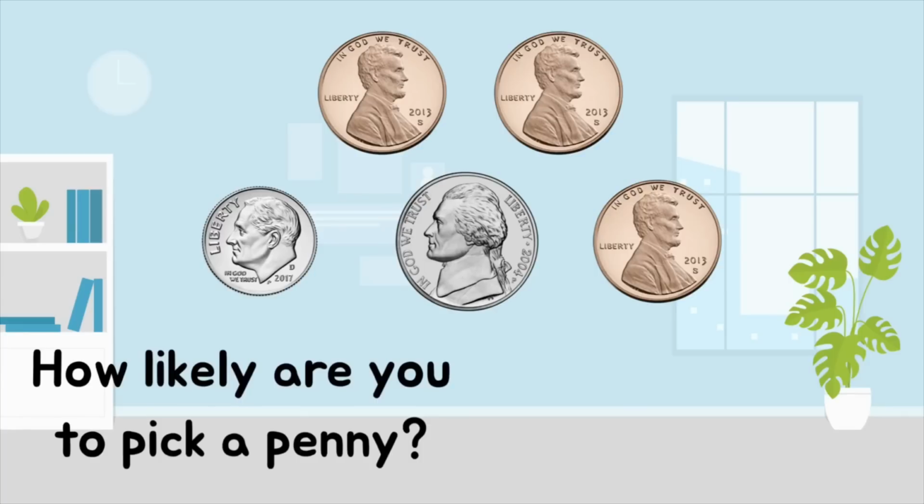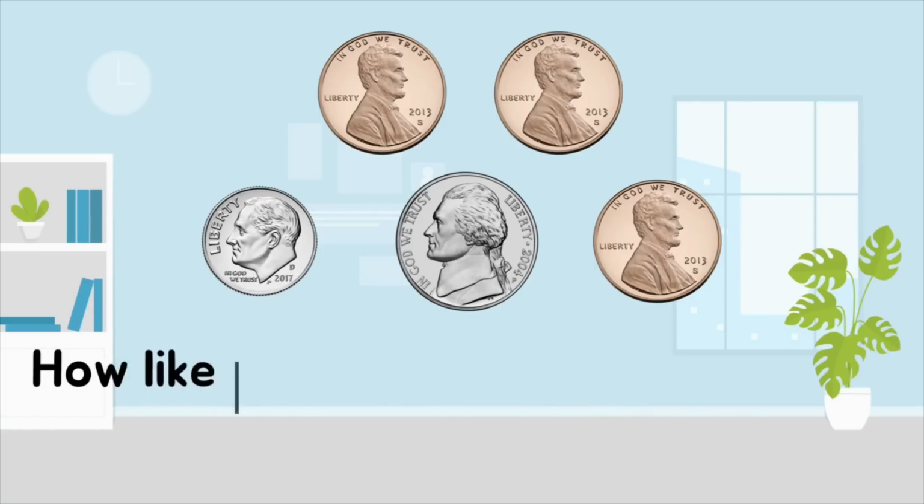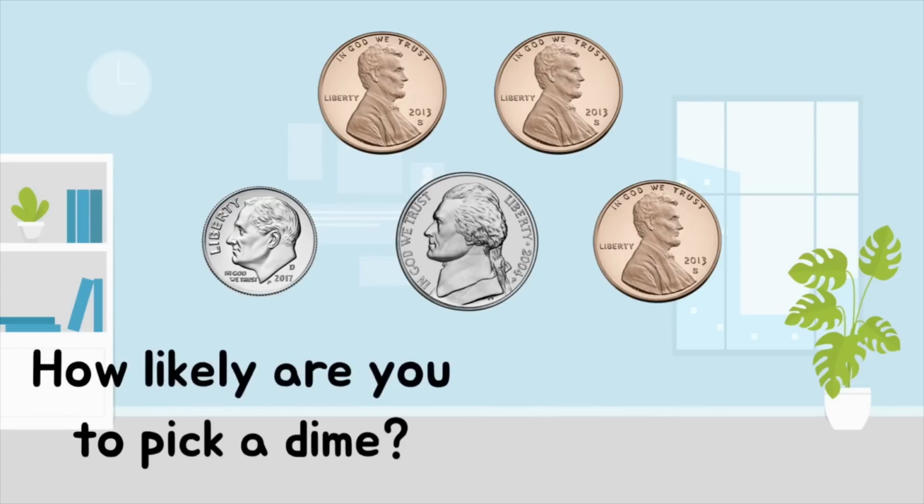That's a good question. Well, more than half of these coins are pennies, so the answer is likely. You will likely pick a penny. Likely means there's a big chance. Okay, how likely are you to pick a dime? Well, that's different. There's only 1 dime. Only 1 out of the 5 coins is a dime. How likely are you to pick a dime? The answer is unlikely. Unlikely meaning there's a chance, but you probably won't. You are unlikely to pick a dime.